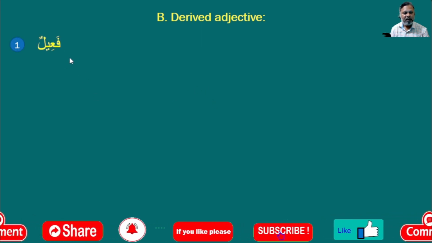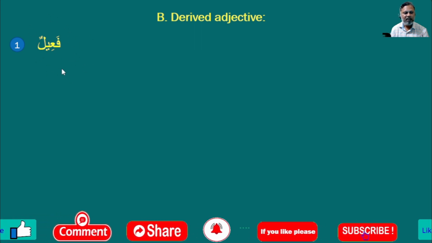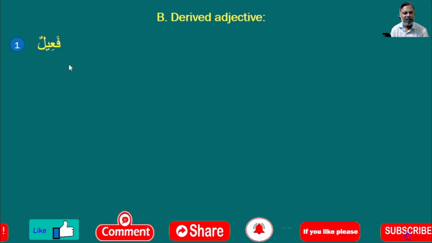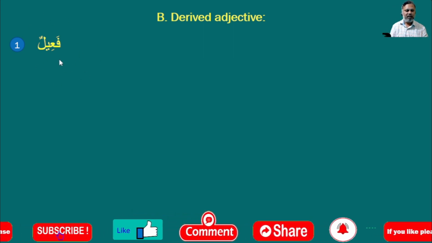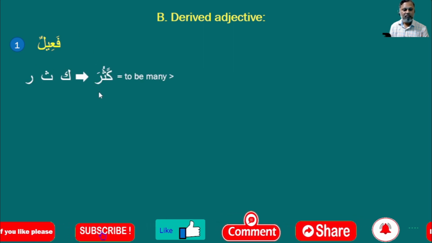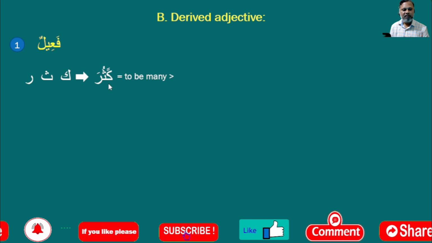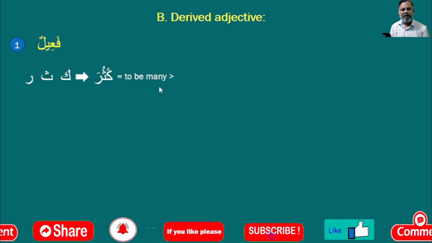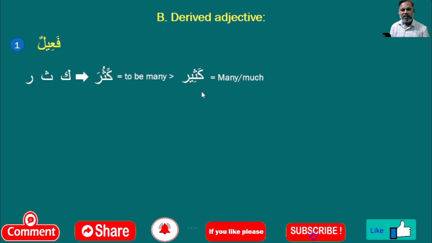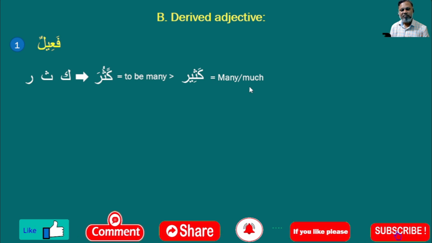The adjective pattern is fa'ilun, one of the most important patterns. Many frequently used adjectives follow this pattern, fa'ilun. For example, kaf, tha, and ra. The verb is kathura. Kathura means to be many. And the adjective is kathirun. Kathirun means many or much.